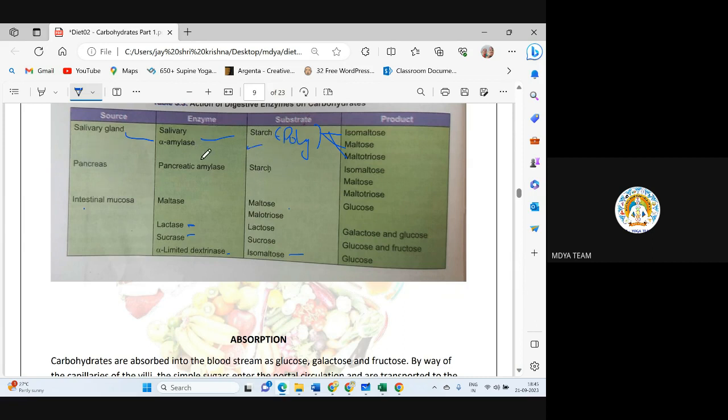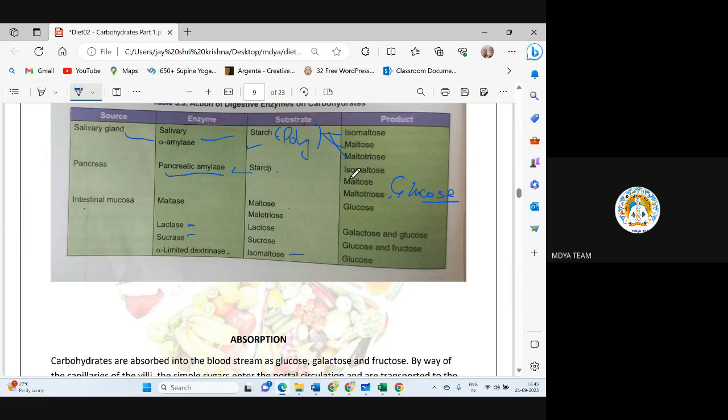So the next site of carbohydrate digestion is our small intestine. In our small intestine, first, pancreatic juice contains pancreatic amylase, and pancreatic amylase works on starch and converts this starch into isomaltose, maltose, maltotriose, and to some extent directly into glucose.